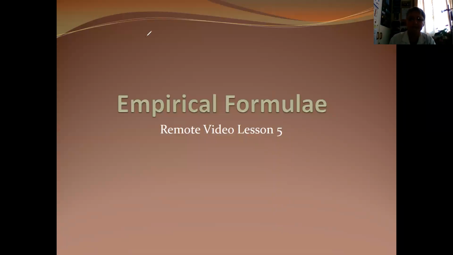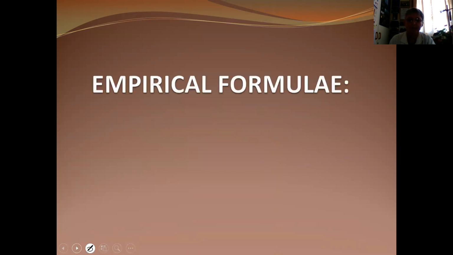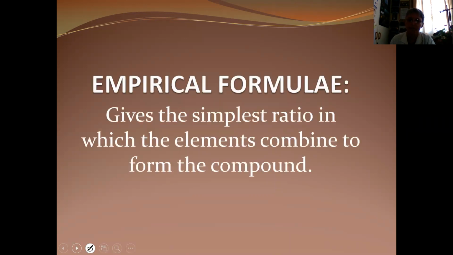Hi there, grade 10s. Today we're going to discuss a brand new topic. It's called calculating the empirical formula of a substance. Now, for you to understand what the empirical formula is, I'm going to give you the definition and then look at some examples, and then we'll do some calculations. So the empirical formula gives the simplest ratio in which the elements combine to form a compound.